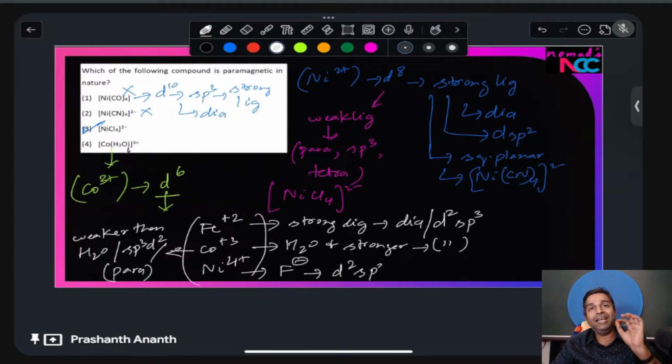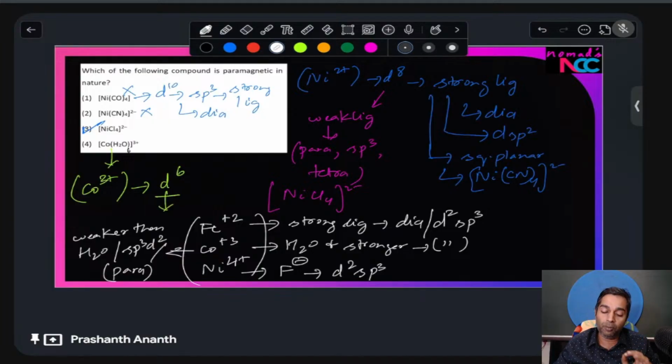Why? Because the nickel 4 plus is going to be a very tiny system because of the very high charge. So it will pull the ligand very much closer, which will mean that you're going to have very high field splitting happening. If you're not familiar with what that means, I'll make a video on it sometime later. You can check out my YouTube channel for that. So in that particular case, with F minus itself, a very weak ligand, nickel 4 plus will give you an inner orbital complex, which will work out as diamagnetic.